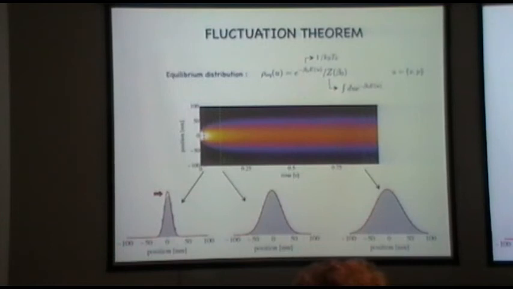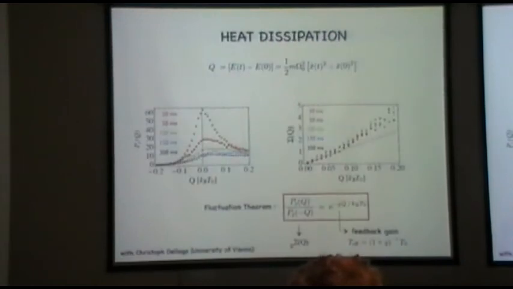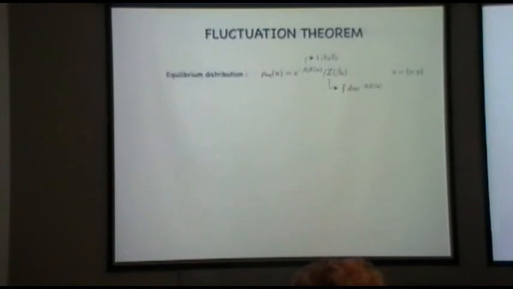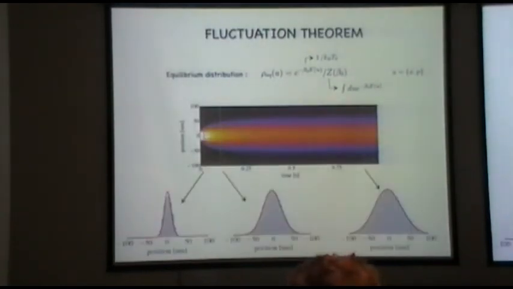So is the fluctuation theorem wrong? No. Heat is the wrong parameter. We expressed the fluctuation theorem before in terms of heat. The heat is the variable. But if we start out in a non-equilibrium state, then the heat is the wrong parameter. And that's how we were educated by Christoph Dilago.